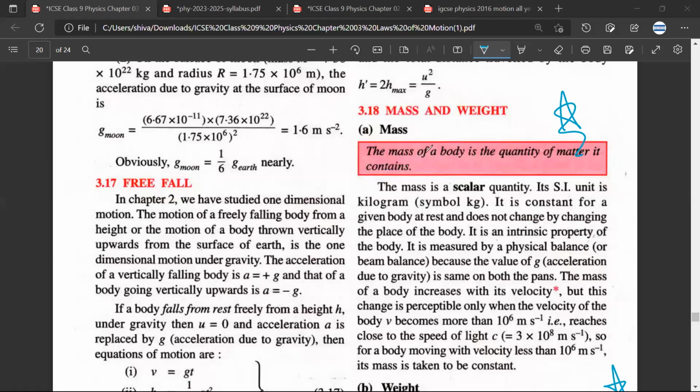So now we understand the difference between mass and weight. Mass is the quantity of matter that a body contains. Very simple definition. It is the quantity of matter that an object has. It is a scalar quantity and the SI unit is kg. Are we clear? Yes, sir. Very simple definition.